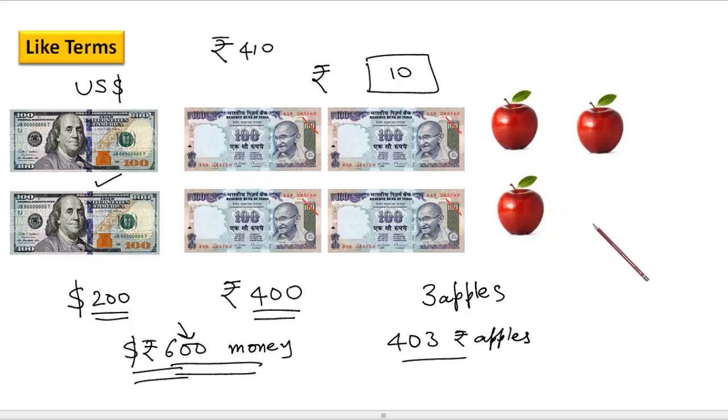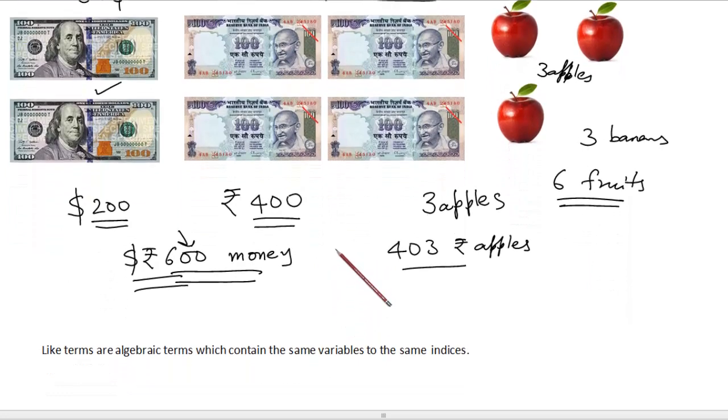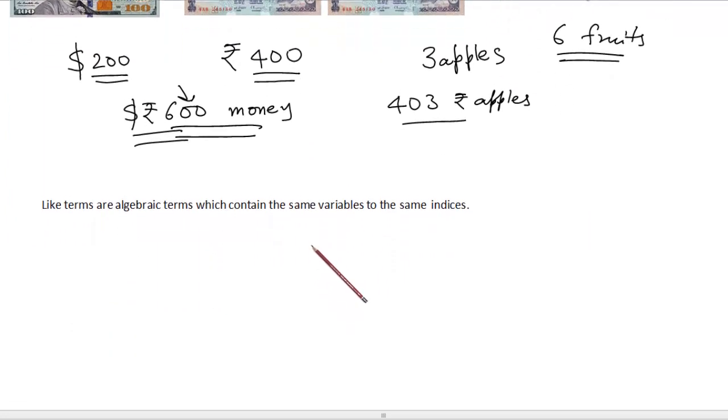So if I have, let's say, 3 bananas, I cannot say that these are 6 fruits. Of course, they are 6 fruits, no doubt. But how many apples and how many bananas? So there are 3 apples and 3 bananas. So we like to go into details instead of mentioning 6 fruits, which becomes a little bit improper. In the very same manner, we define like terms in mathematics.